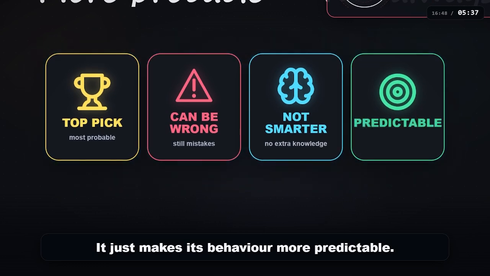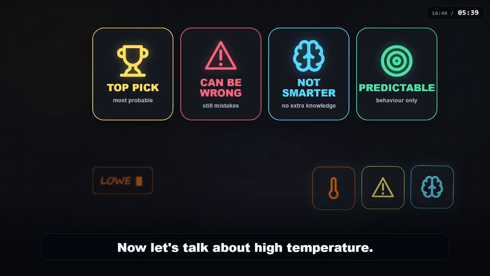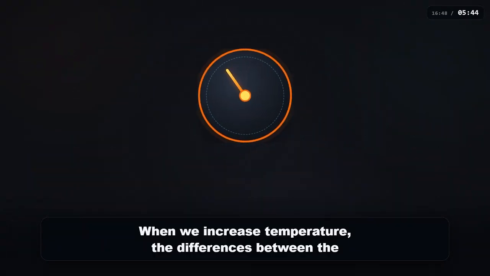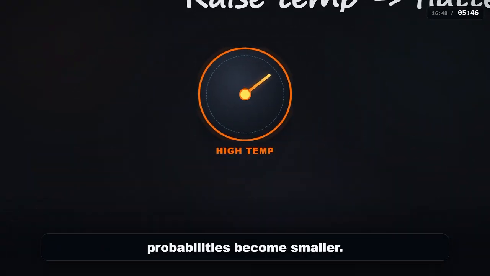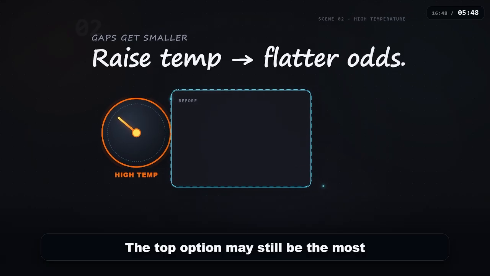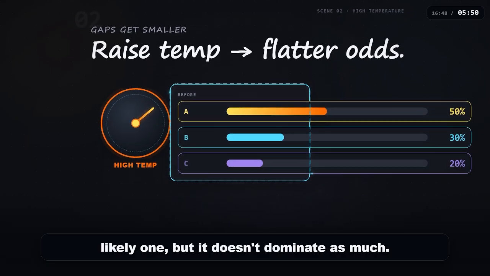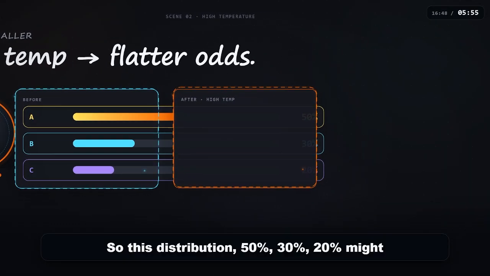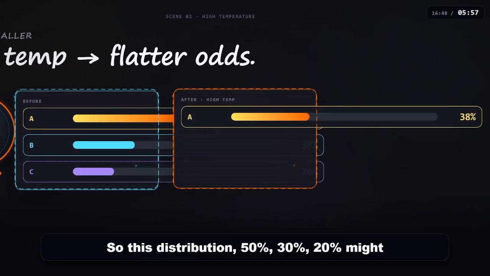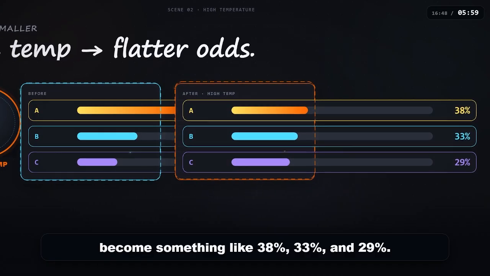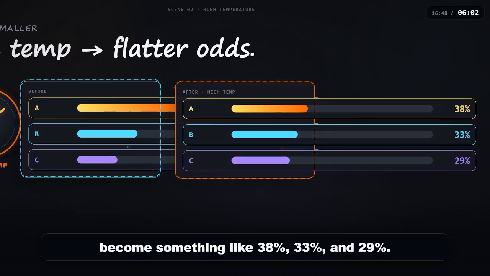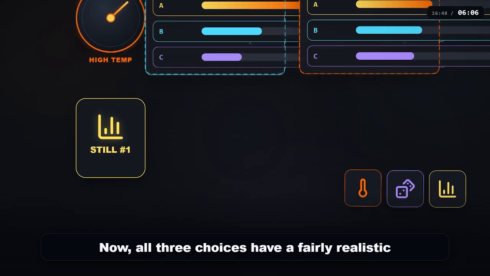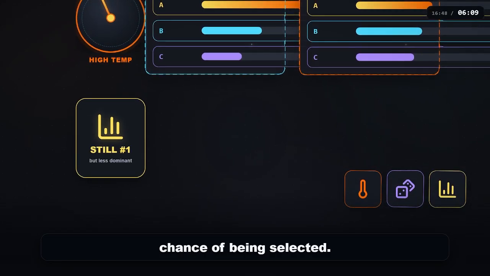It just makes its behavior more predictable. Now, let's talk about high temperature. When we increase temperature, the differences between the probabilities become smaller. The top option may still be the most likely one, but it doesn't dominate as much. So this distribution, 50%, 30%, 20%, might become something like 38%, 33%, and 29%. Now, all three choices have a fairly realistic chance of being selected.